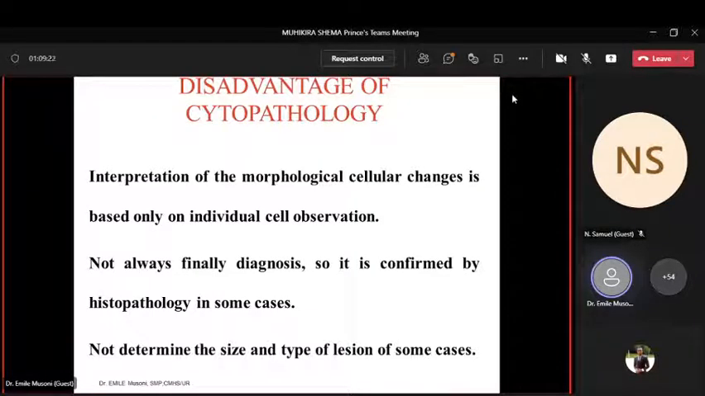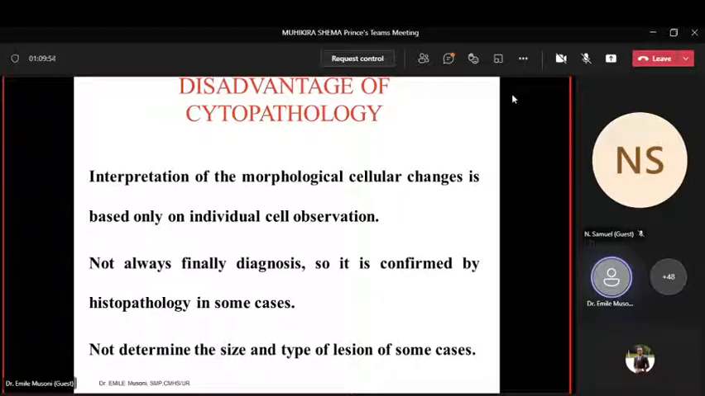In cytopathology, not always we have the final diagnosis. For example, if it is the fine needle aspiration, it is like a screening, but you have to confirm with the histopathology. For example, if we found in the breast there is a ductal carcinoma, before taking the treatment, you have to confirm it with the histopathology.